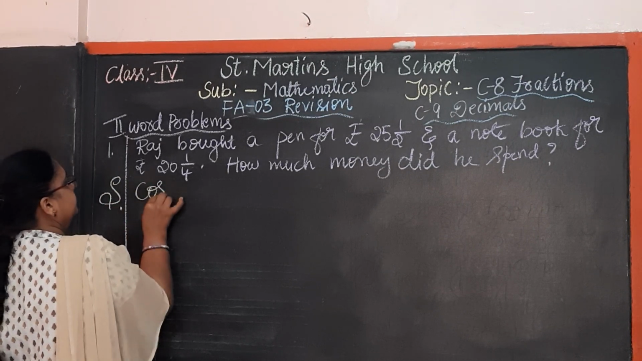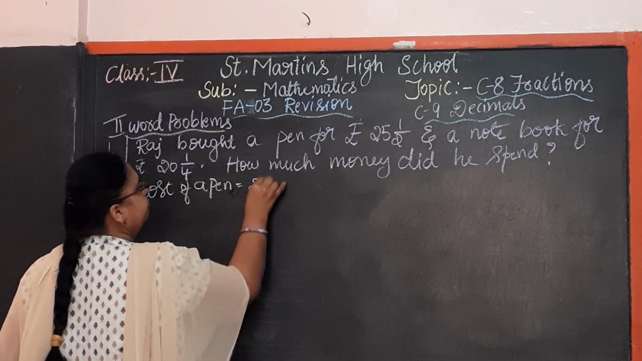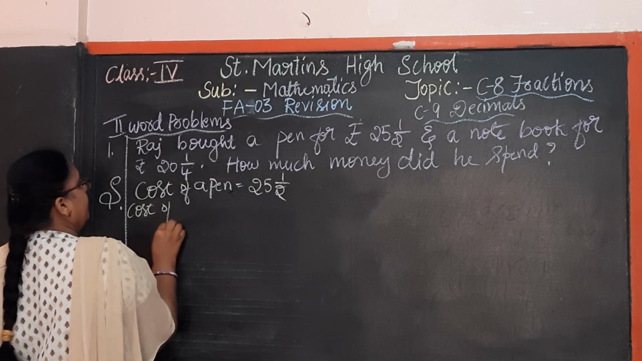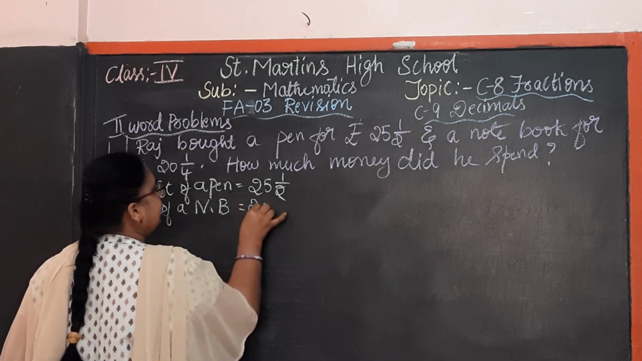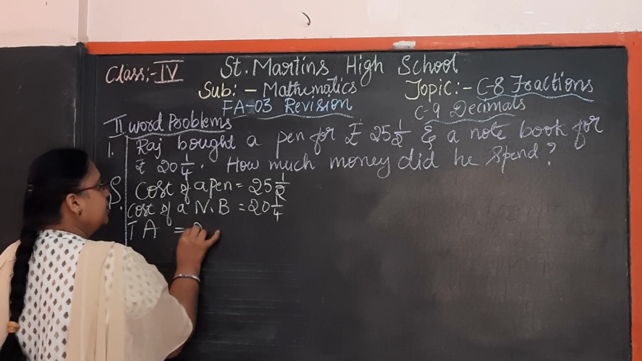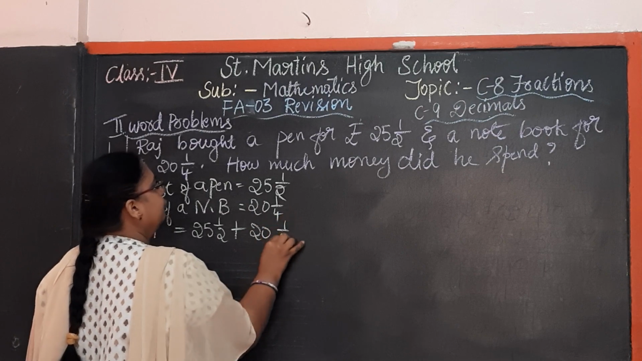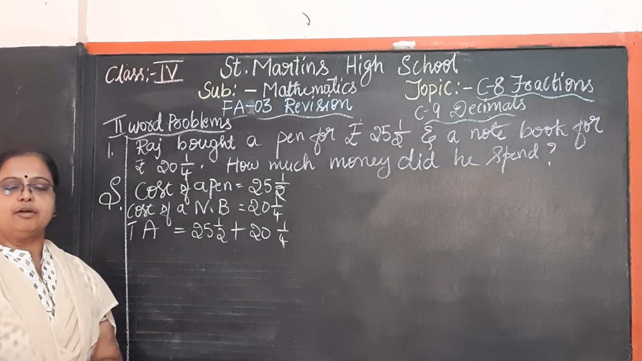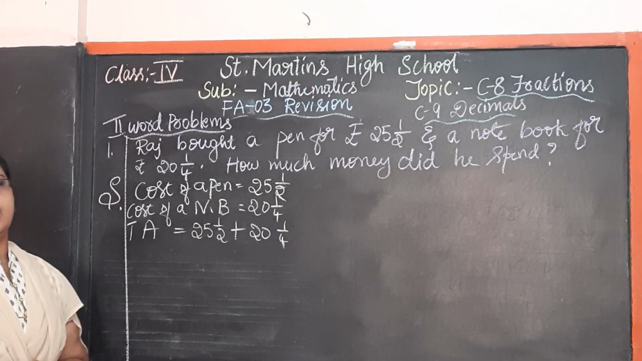Cost of a pen, that is 25 1 by 2. Next, cost of a notebook. How much did he spend for the notebook? 20 1 by 4. Total amount is 25 1 by 2 plus 20 1 by 4. Children, this is in mixed fraction. So, we have to first convert into proper or improper fraction. Then we have to further add this.